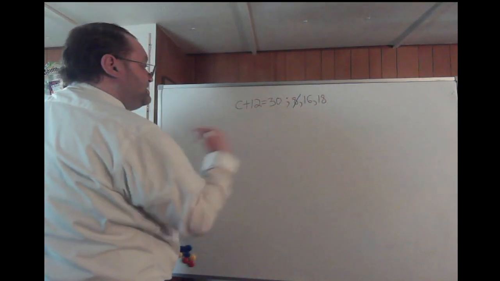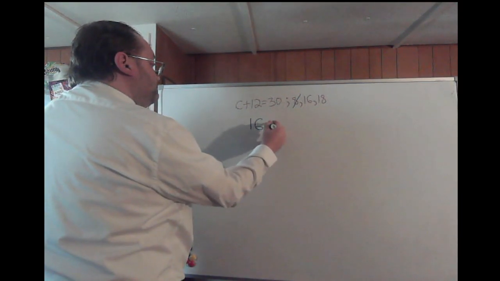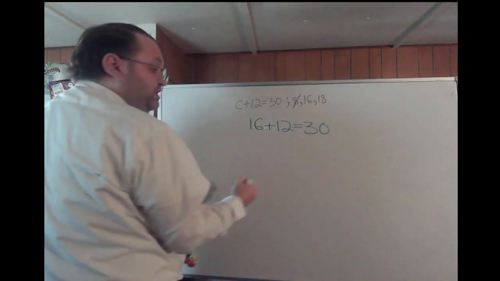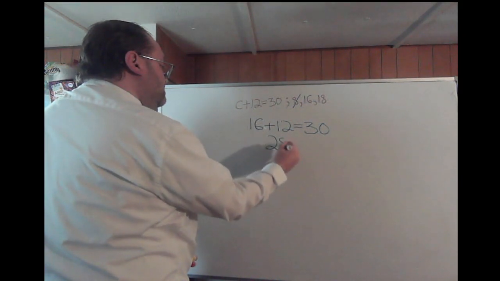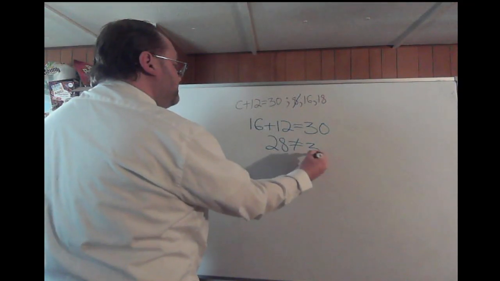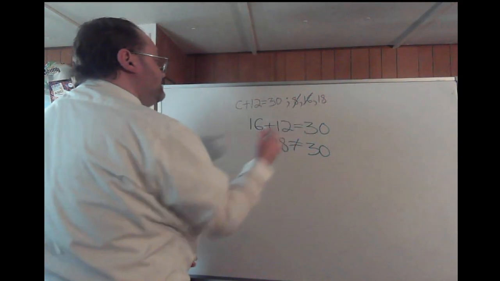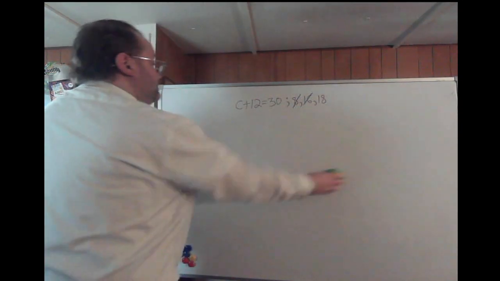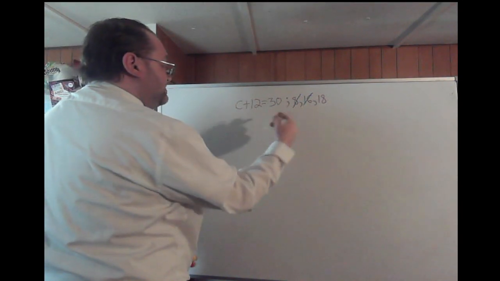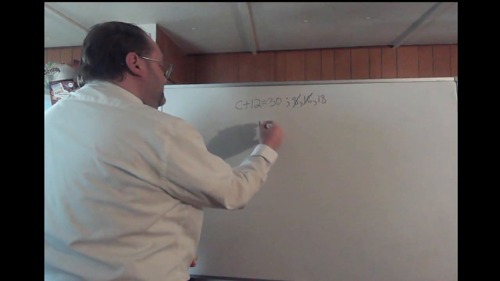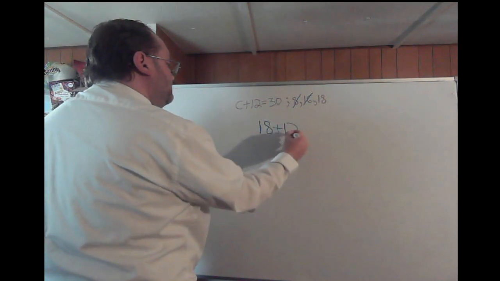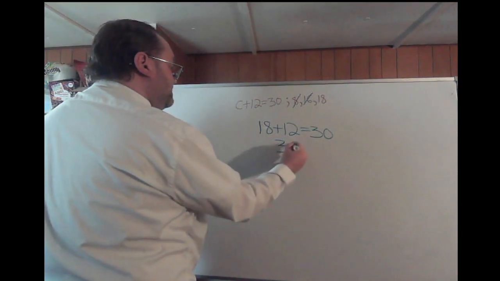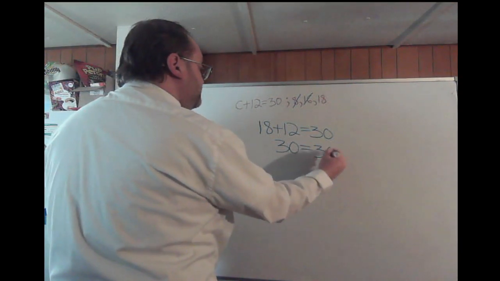Let's take a look at 16. How about 16 plus 12? We'll set that equal to 30. Well, what's 16 plus 12? That's 28. We know 28 clearly doesn't equal 30. We'll cross out 16. How about 18? Because it's possible we could have no solution in this list, but let's do 18 plus 12, set that equal to 30. Well, 18 plus 12 is 30. Well, we know 30 equals 30, that checks out.